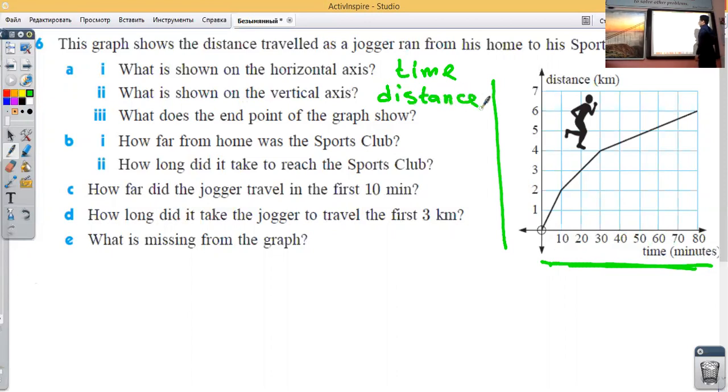Distance. Now, what does the end point of the graph show? Here is the end point. This end point shows us sports club. And how far from home was the sports club? Look, it's next to 6, so it is 6 kilometers. How long did it take to reach the sports club? Here is time. It took 80 minutes. Look, it's above the 80, so it took 80 minutes.